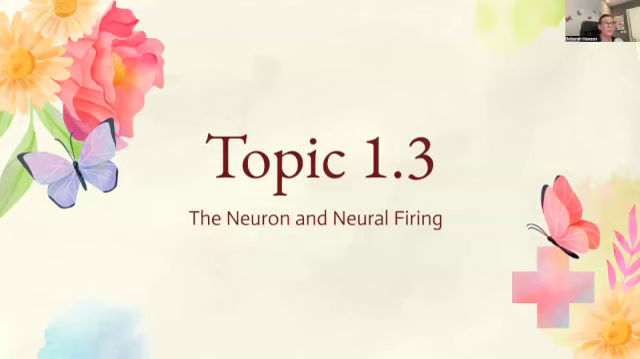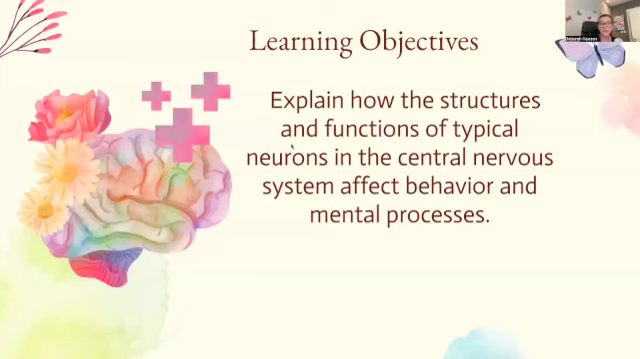Okay, so let's dive into 1.3, the neuron and neural firing. So first of all, we need to look at the CED question. We know that these are put out by the College Board because this is what they're basing the exam on. So it's really important to go through the CED and to understand each of these questions and be able to answer them. So we're going to look at the first one. There's 3 in this particular section. Explain how the structures and functions of typical neurons in the central nervous system affect behavior and mental processes. Okay, so we're going to look at that in depth.